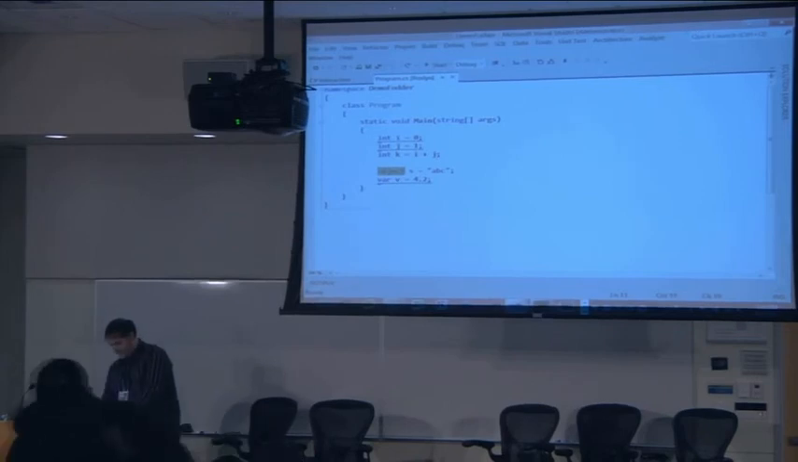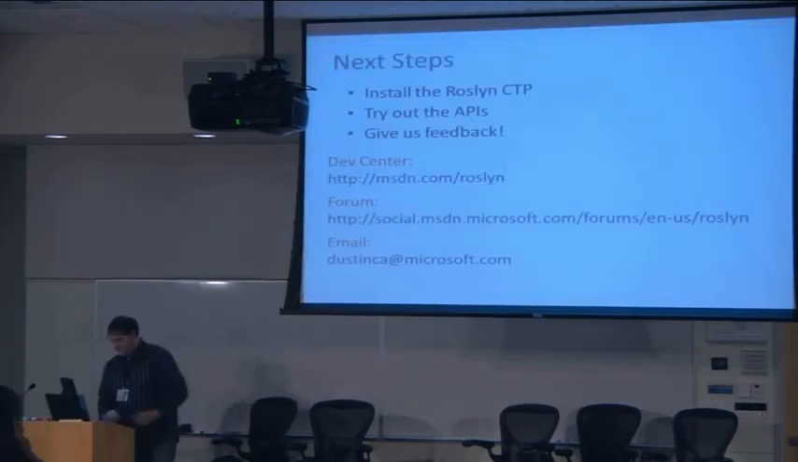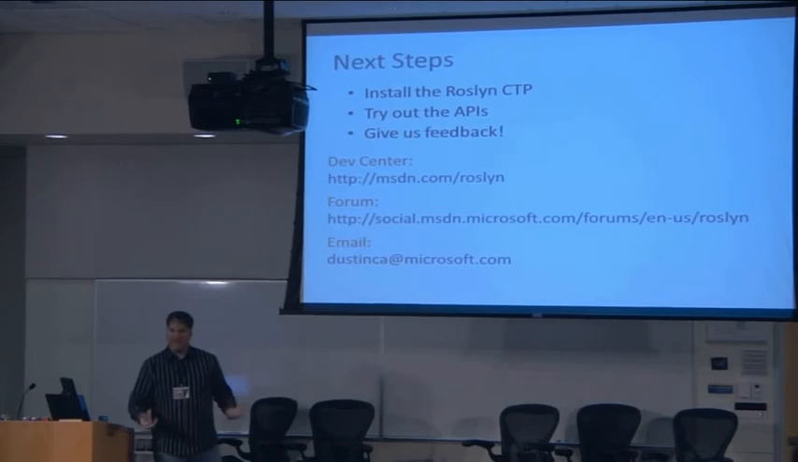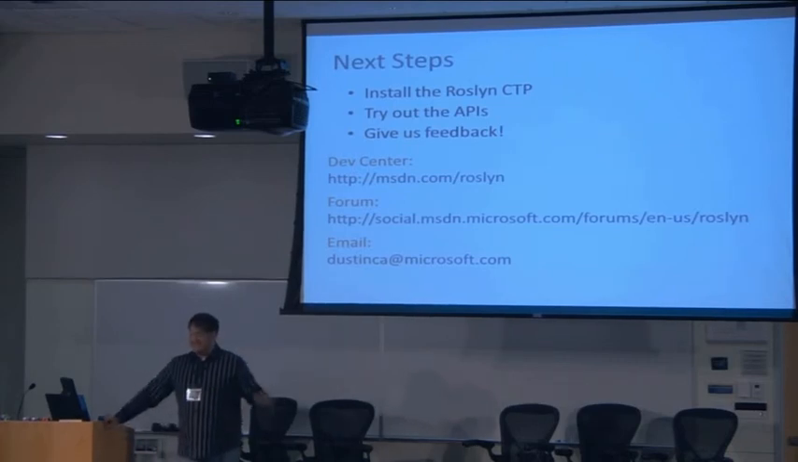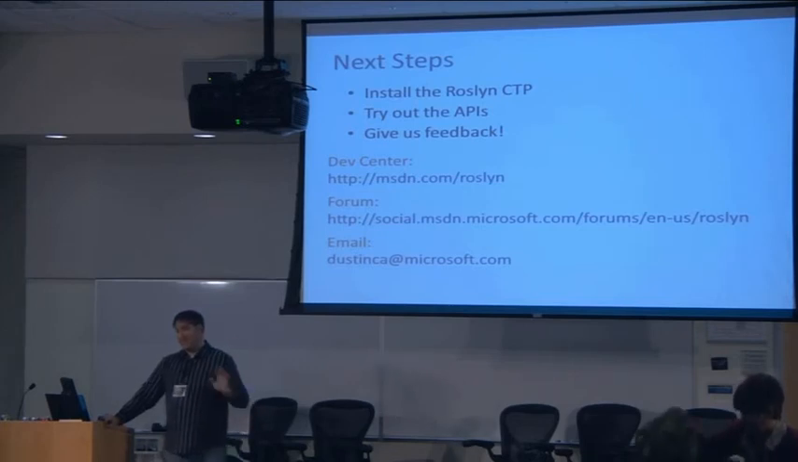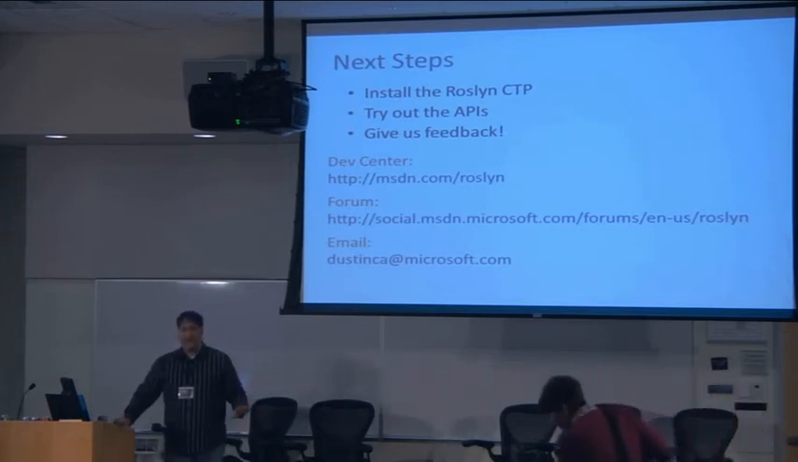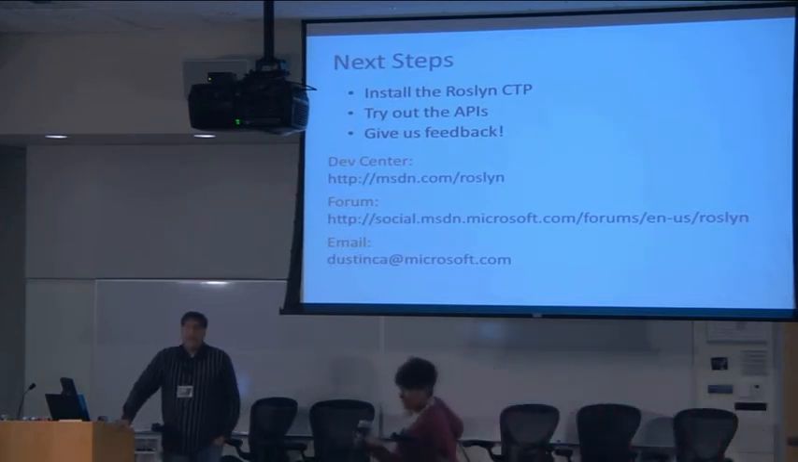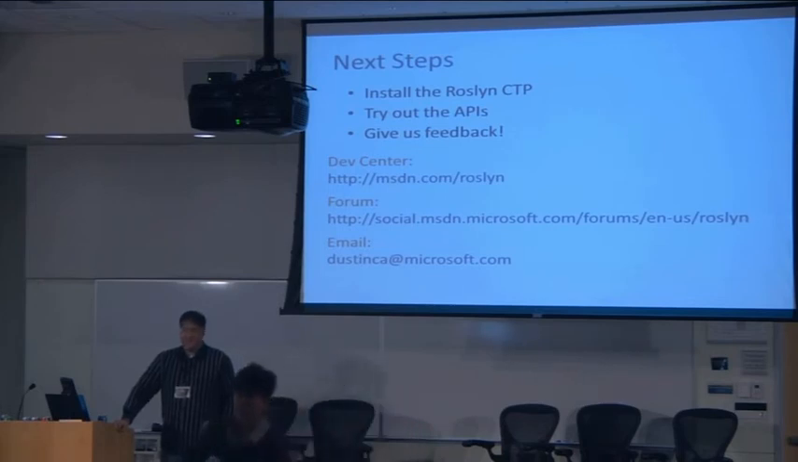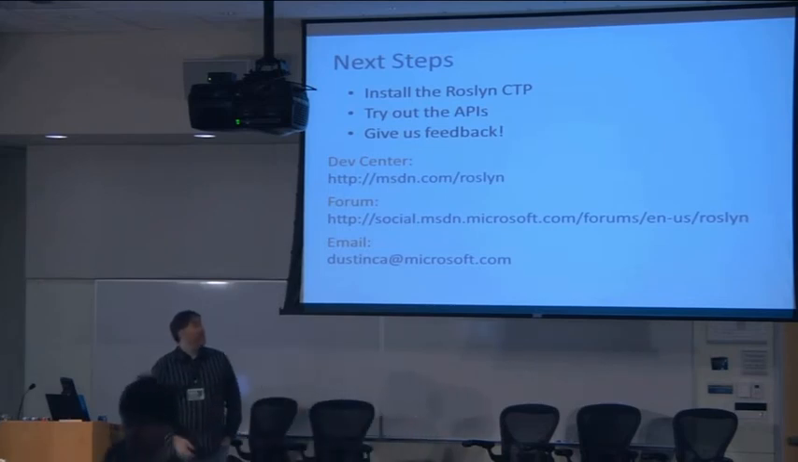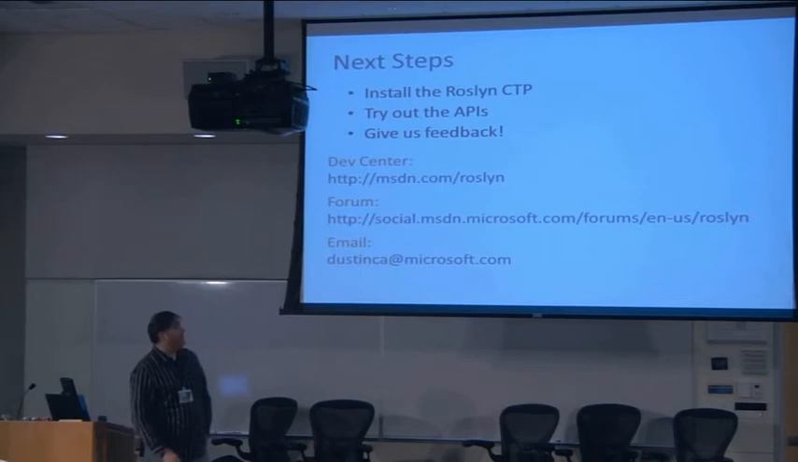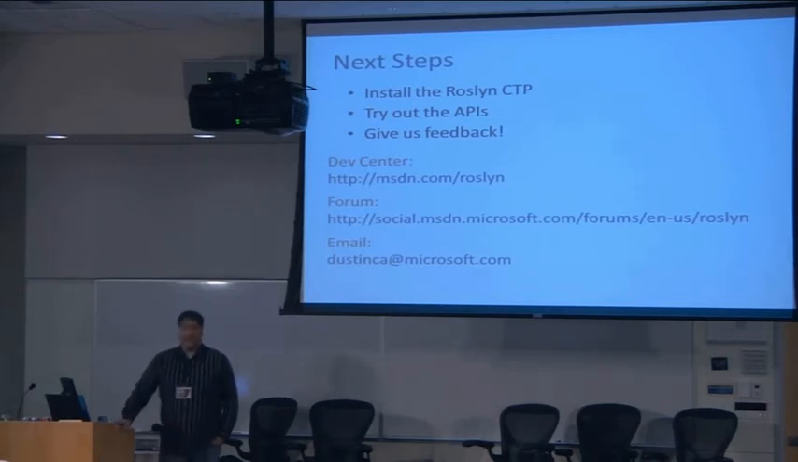Let's just flip back the slides very quickly. Some next steps for you guys. If you haven't checked it out, try the CTP. It's a little dated. I'm not going to lie. We've made a lot of API changes since then, taken a lot of feedback. But that came out back in October. So please try them out. Give us feedback on those APIs if you're interested. The links are up here. There's a Dev Center link for msdn.com/Roslyn, which is where you can go get it. There's a forum link, and there's my email address.